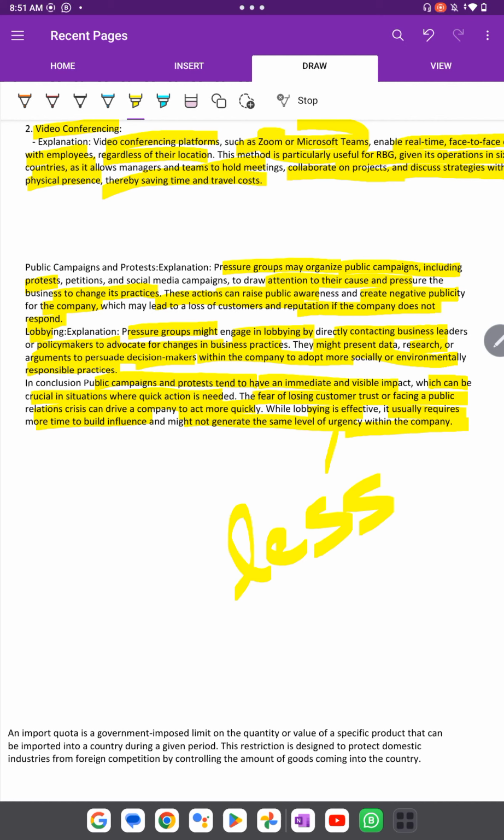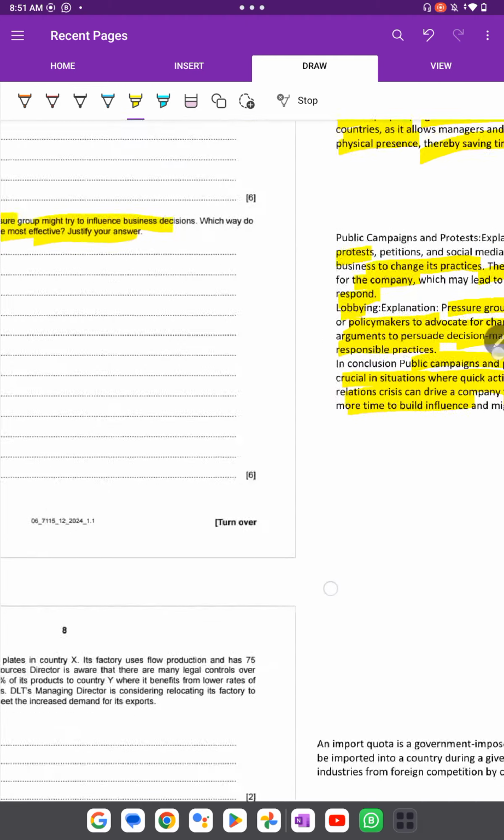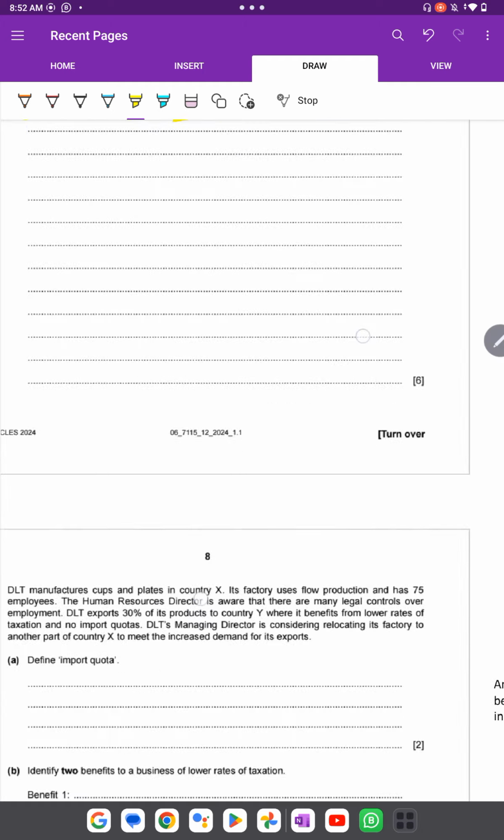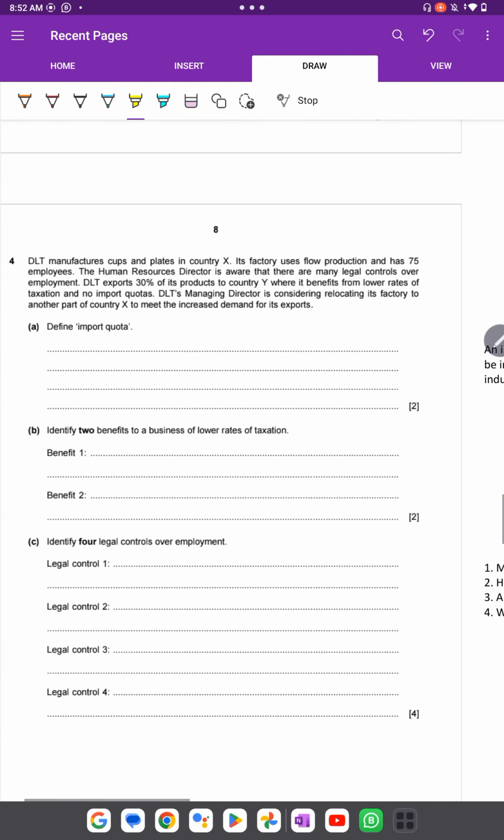no customer will be aware of the practices of the business, but in public campaigns and social media campaigns, of course there will be a lot of fear for the company to lose the customers. That's why lobbying is not so impactful, we can say. Yeah. The last question.